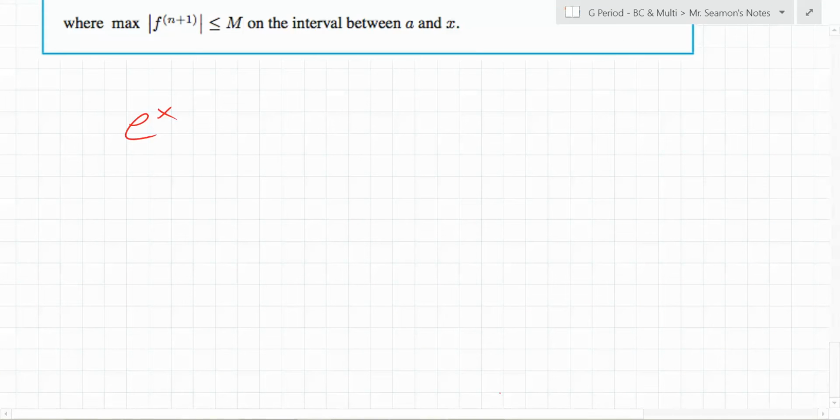If I wanted the 4th degree Taylor polynomial approximation for this, can someone give me what this is approximately equal to when you're going to the 4th degree? Someone just read it to me. 1 plus x plus... correct. And to go to the 4th power, I'd have to keep going: x to the 4th over... Now, are they exactly equal to each other? No, they're not exactly equal, but we would really like to know how accurate it is.